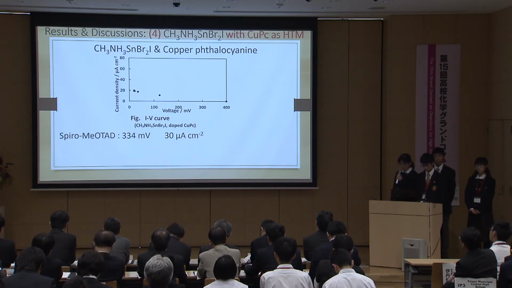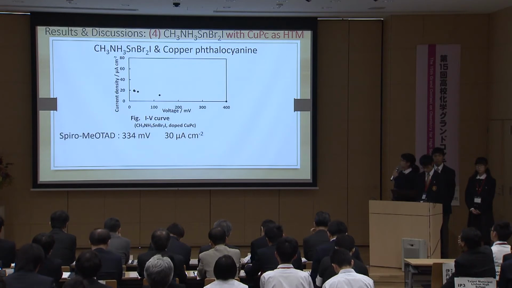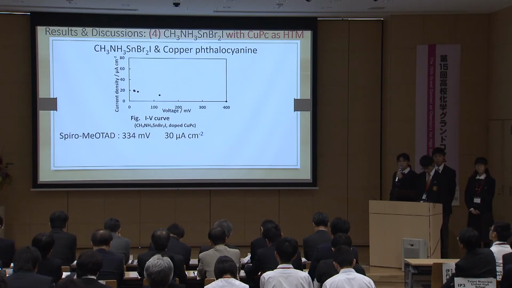Second, we succeed in making the device with SnBL2I and spiro-MeOTAD. Its open circuit voltage is 334 millivolts, and short circuit current is 30 microampere per square centimeter.